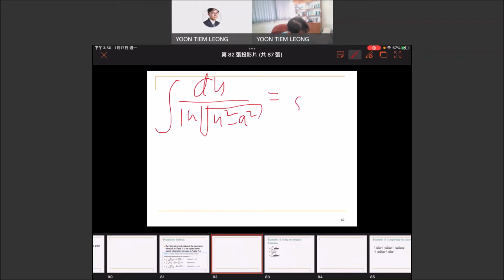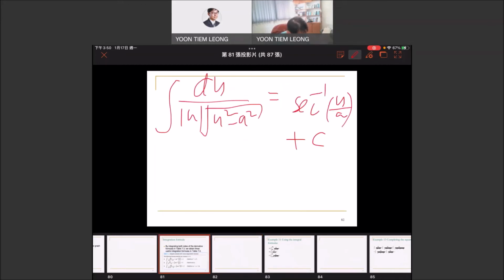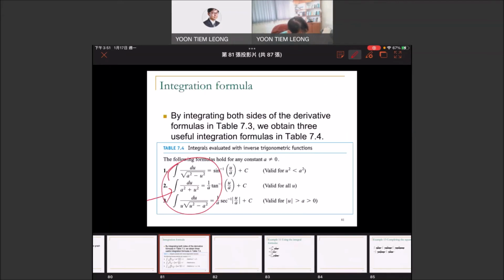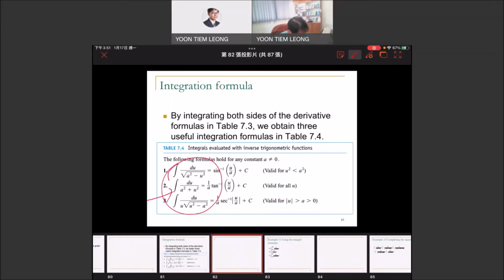I think arc secant, if I'm not mistaken, arc secant of u over a plus a constant. So let's see if I am correct. Yeah, arc secant. I think 1 over a, so there is a factor of 1 over a that is missing, 1 over a, and then u over a in the arcsecant. So I think that is correct.